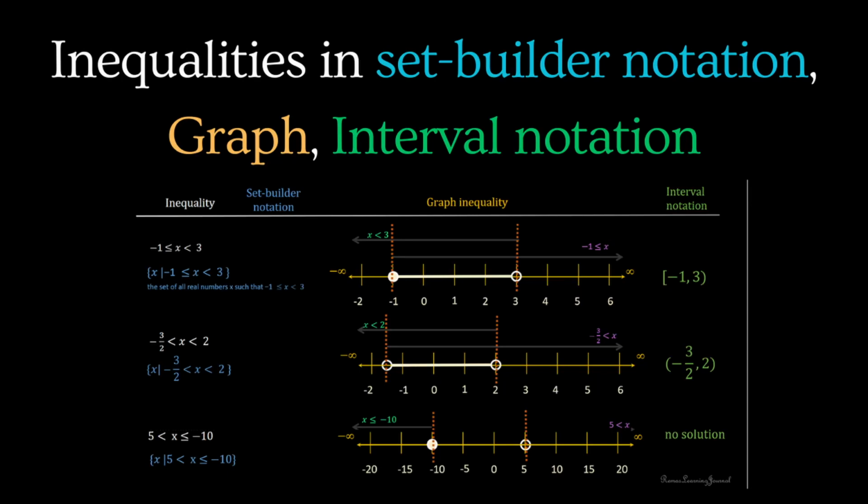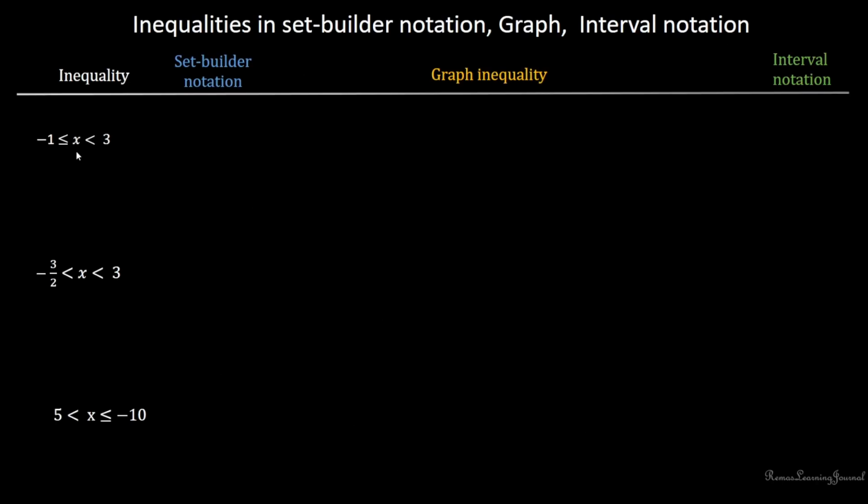Let's look into compound inequalities with an AND condition. We're going to write them in set builder notation, then graph them, and then write them in interval notation. Let's work with this inequality: x greater than or equal to -1 and x less than 3.